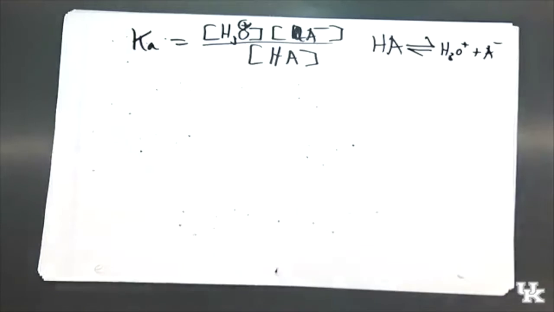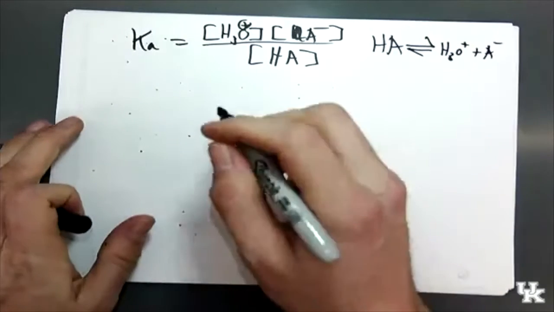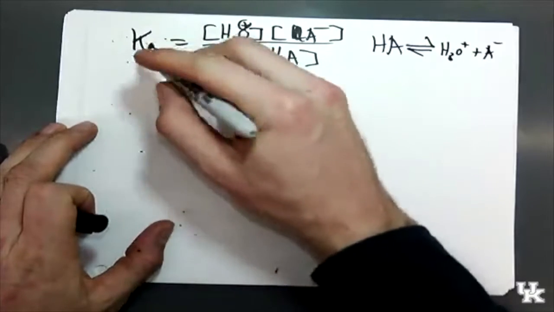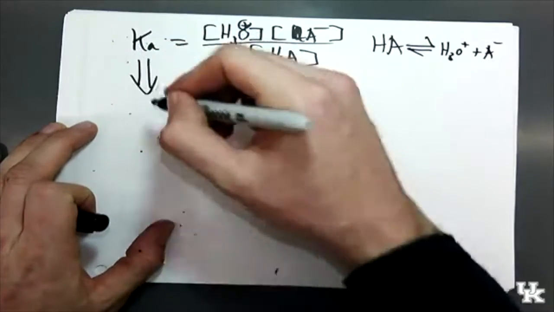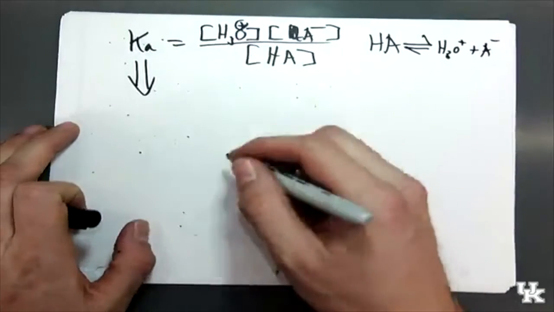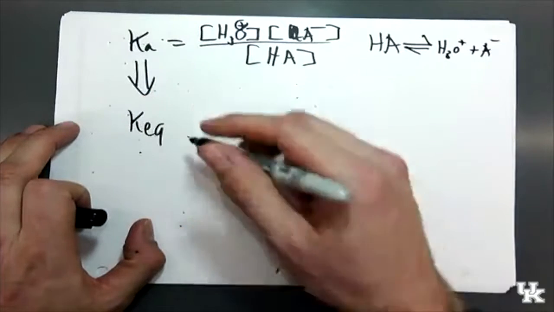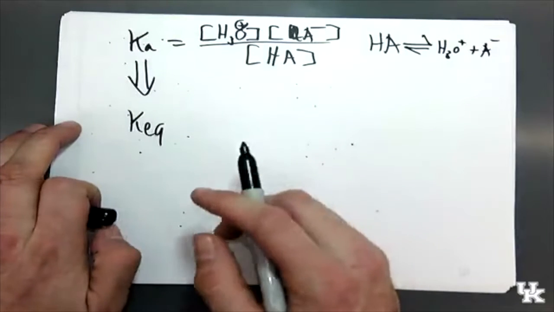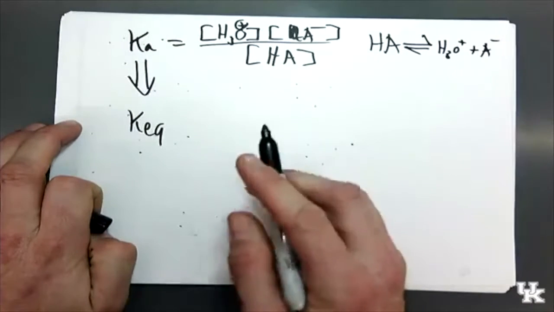But we can actually turn this into a much more universal, generalized equation that can deal with any reaction if we instead change it. If we instead go from Ka, the acidity equilibrium constant, to an overall equilibrium constant.